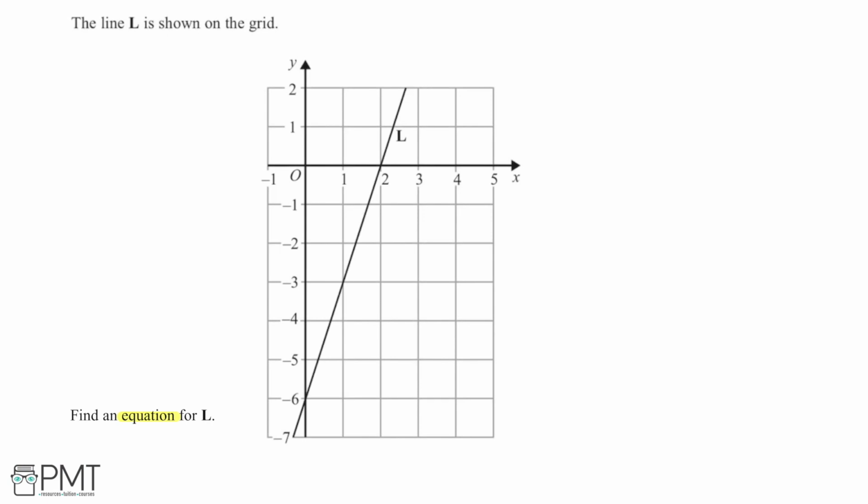So here we have the line L, which is shown on the grid, and we're asked to find an equation for this line L. So if I have a look at the grid, we have the x-axis here and the y-axis, and this is the line L, which is a diagonal straight line here. So if we're looking to find its equation, I always find it useful to write down the general form for an equation of a straight line, just so I can see clearly what I'm working with.